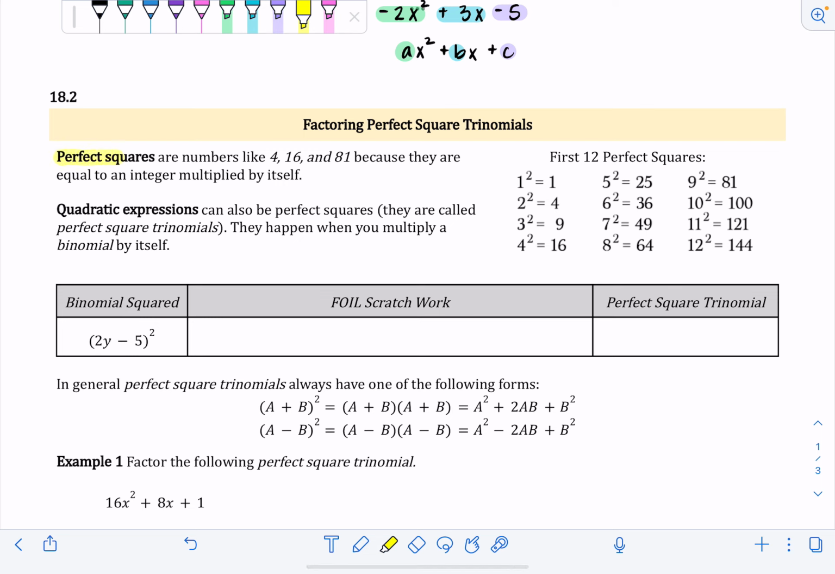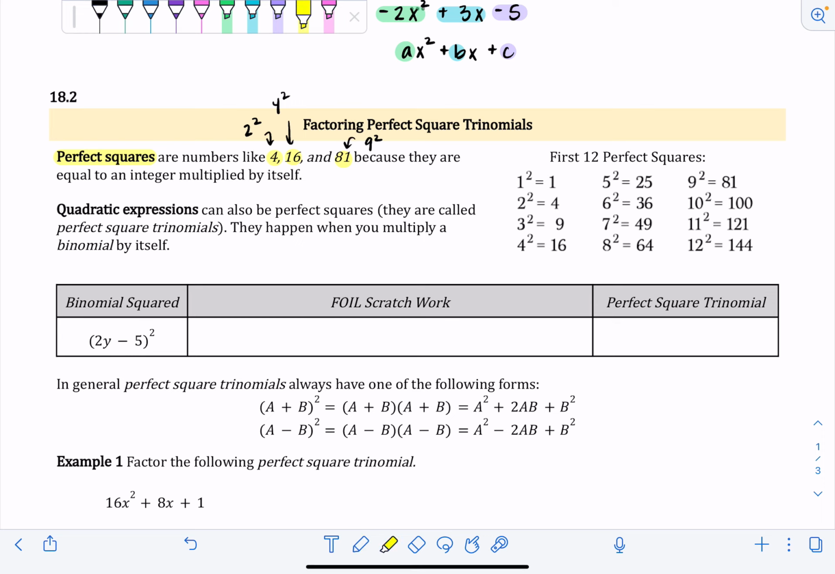So perfect squares are numbers like 4, 16, and 81 because we get them from taking an integer, that's a number, not a fraction or a decimal, and multiplying it by itself. So 4 is 2 squared, so that's why 4 is a perfect square. And 16 is 4 squared, so that's why 16 is a perfect square. And then 81 is 9 squared, so that's why 81 is a perfect square.